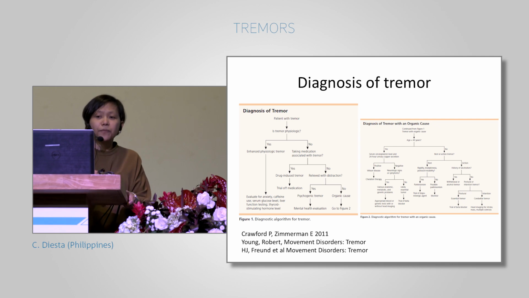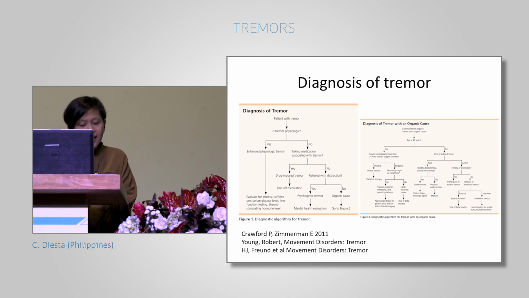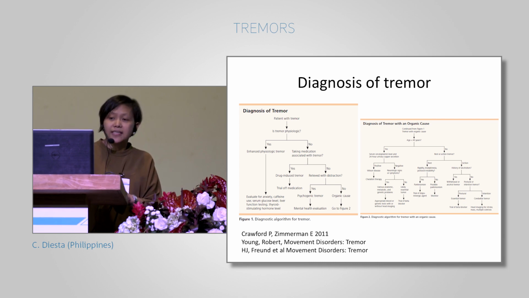Patient comes to you with tremor. Is the tremor physiologic? Physiologic tremor is an inevitable consequence of muscle contraction, although it is roughly in the order of larger magnitude of these natural contractions. So when this happens, if it is an enhanced physiologic tremor, you have to evaluate for anxiety, for caffeine use, for serum glucose level, liver function testing, thyroid stimulating hormone. And if not, make sure to ask for medications, as we have said.